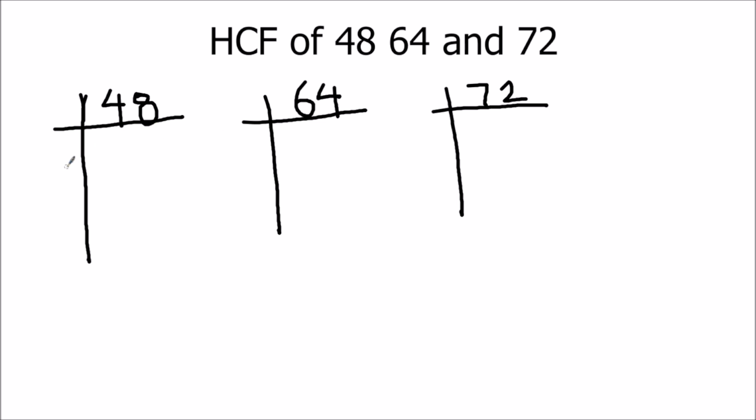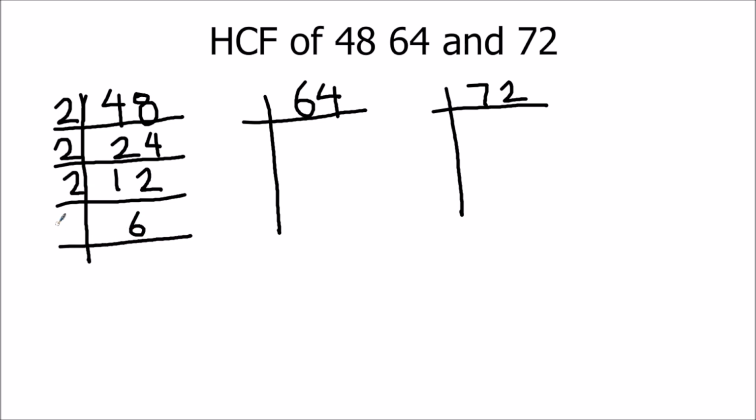So let's divide 48 first. 48 is an even number. It is easily divisible by first prime number 2. 2 times 2 is 4 and 2 times 4 is 8. Again we can divide by 2. 2 times 1 is 2 and 2 times 2 is 4. 2 times 6 is 12. 2 times 3 is 6. And 3 is a prime number. It is only divisible by number 3. 3 times 1 is 3.